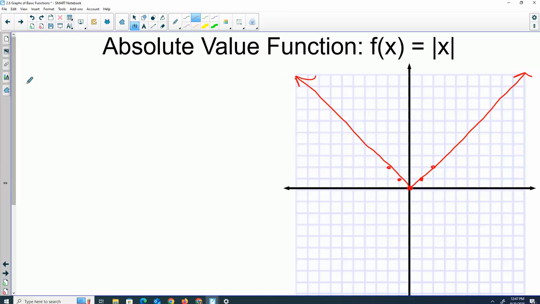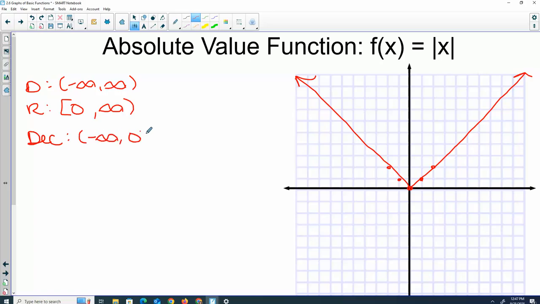What's my domain? What is the range? Right, 0 gets a bracket, we do hit that. Increasing, decreasing, or constant, what does it do? Starts off decreasing from negative infinity to 0, and then it increases from 0 to infinity. Is this one continuous? Yes, all the ones we've graphed so far are continuous from negative infinity to positive infinity. None of those have any breaks in their graph.